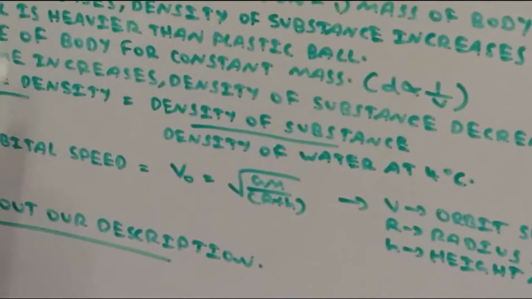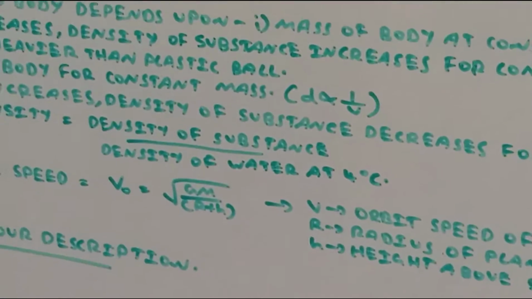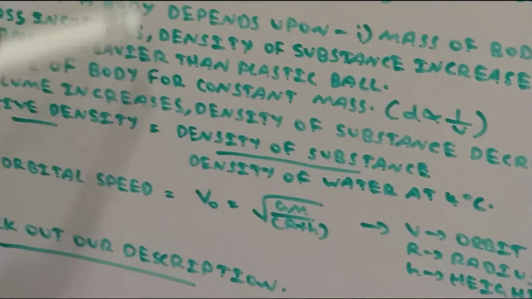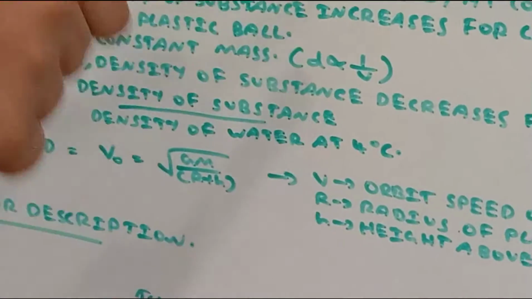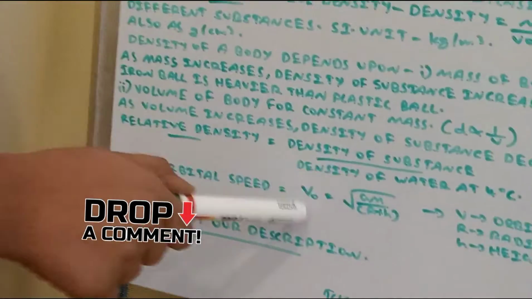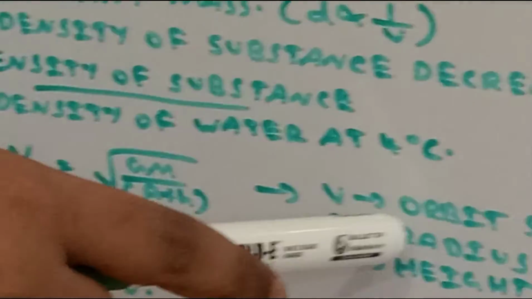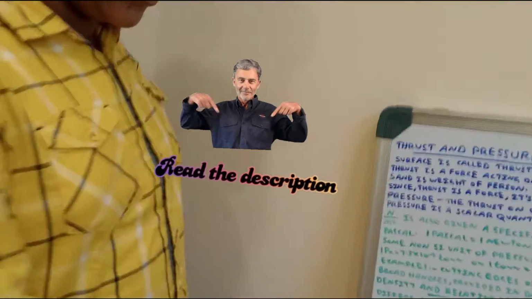As the volume increases, the density of the substance decreases. Relative density is the density of a substance divided by the density of water at 4 degrees Celsius. And the orbital speed, V_o, is equal to the square root of GM by (r plus h). Here V is the orbital speed of the satellite, r is the radius of the planet, and h is the height above the surface of the planet.